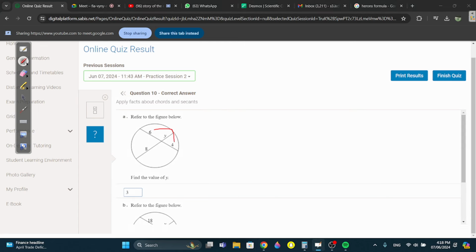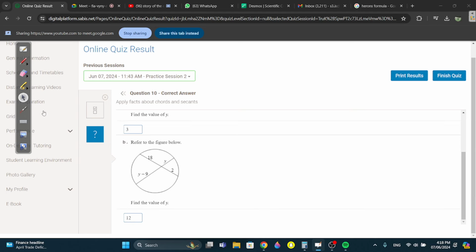Question 10. Here, easy, 6 times 4 equals 8y, so 24 equals 8y, you get y equals 3. The last one's a bit tricky. Same thing, don't panic if you see y minus 9. 18 times 2 is 36 equals y minus 9 times y, right? So 36 equals y squared minus 9y.